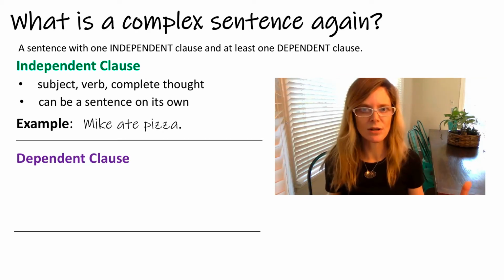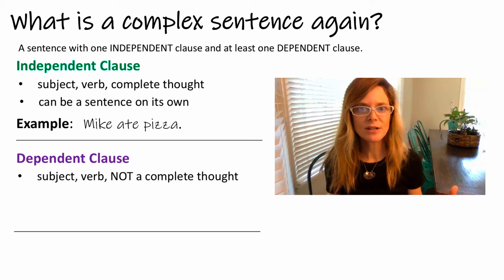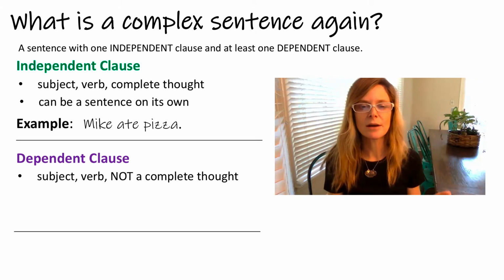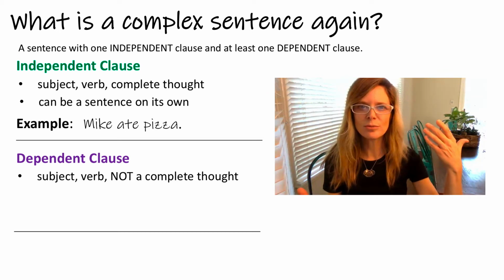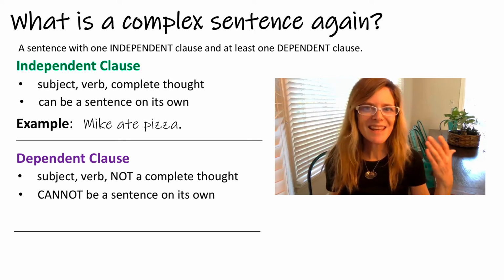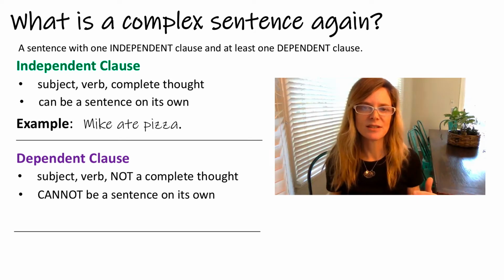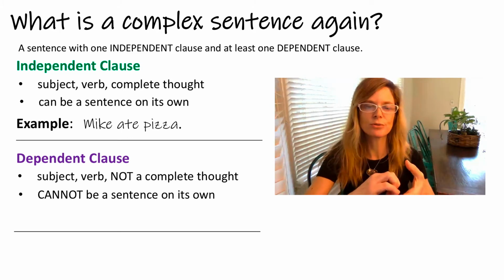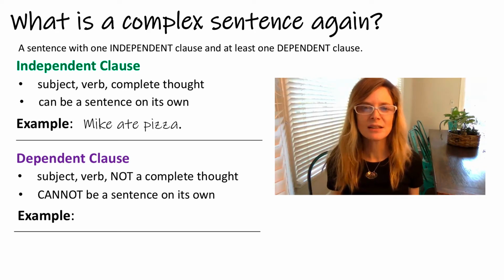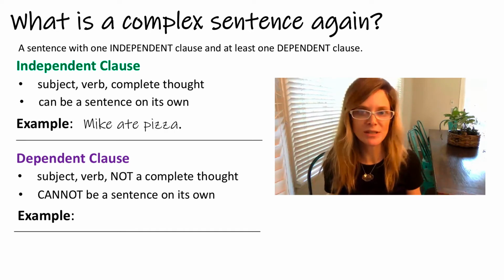What is a dependent clause again? Well, a dependent clause also has a subject and a verb, like the independent clause, but it's not a complete thought. It leaves you asking a question or wondering what else. It cannot be a sentence on its own. A dependent clause needs to hook onto an independent clause in order to be complete. Let me show you an example of a dependent clause.